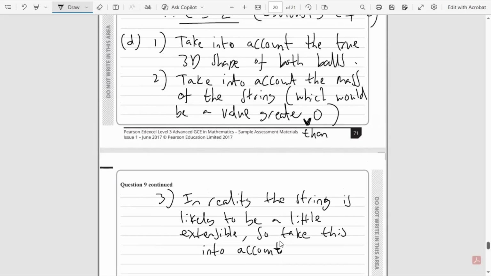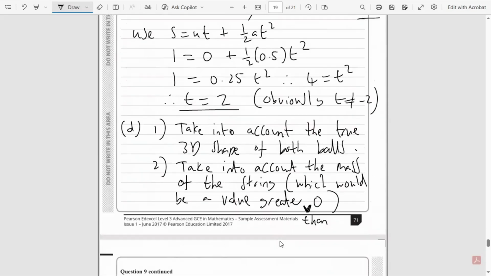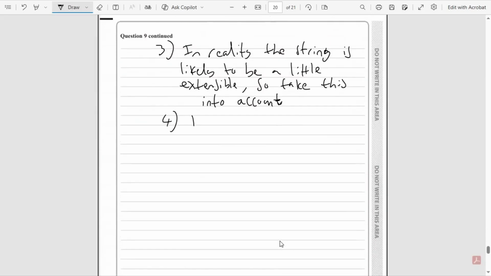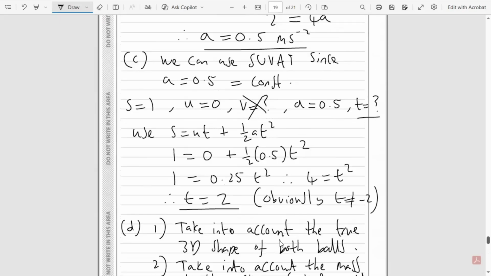So the next thing we could say in this question, so we talked about the extensibility of the string. The pulley is modeled as small and smooth. Now, in reality, there's probably going to be some friction in the pulley. So you could also say with this one, likely that the pulley has some friction in reality. So again, account for this. And what else could we say?